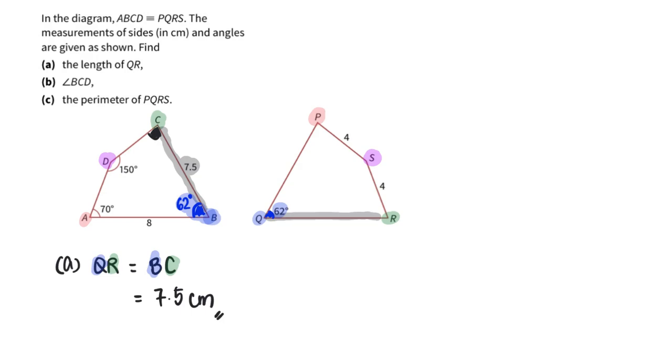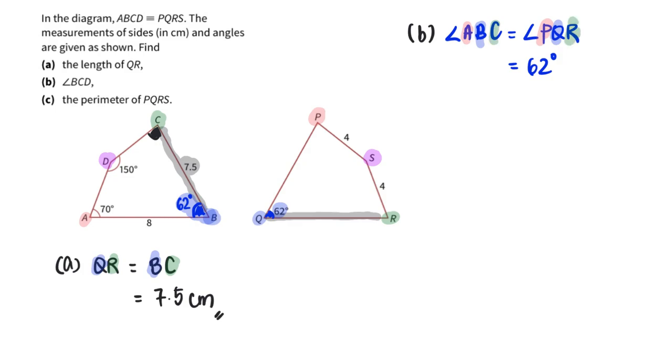But step 1, for my part B, which I'm going to write on top here, I must first let people know that angle ABC is equals to angle PQR, which is 62 degree, because this is the corresponding angles of a congruent figure. Again, do be very careful of the order. The order must be correct.